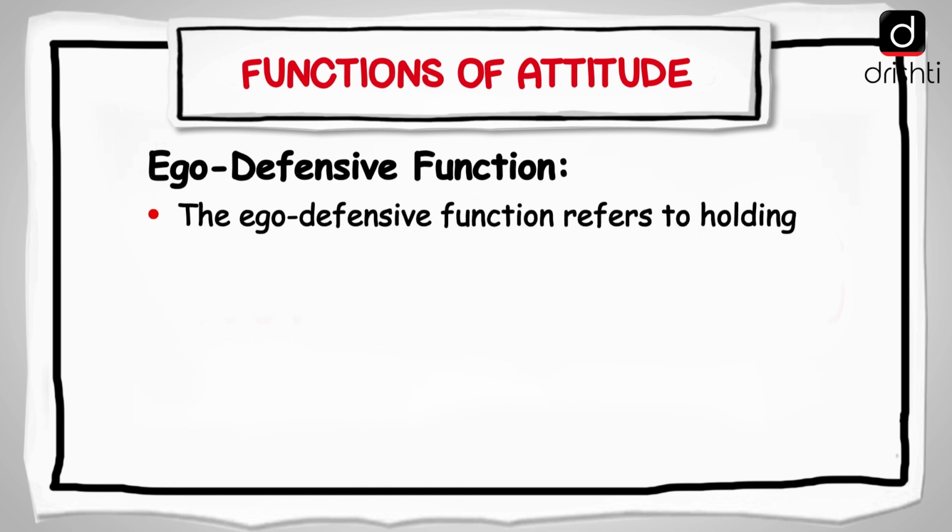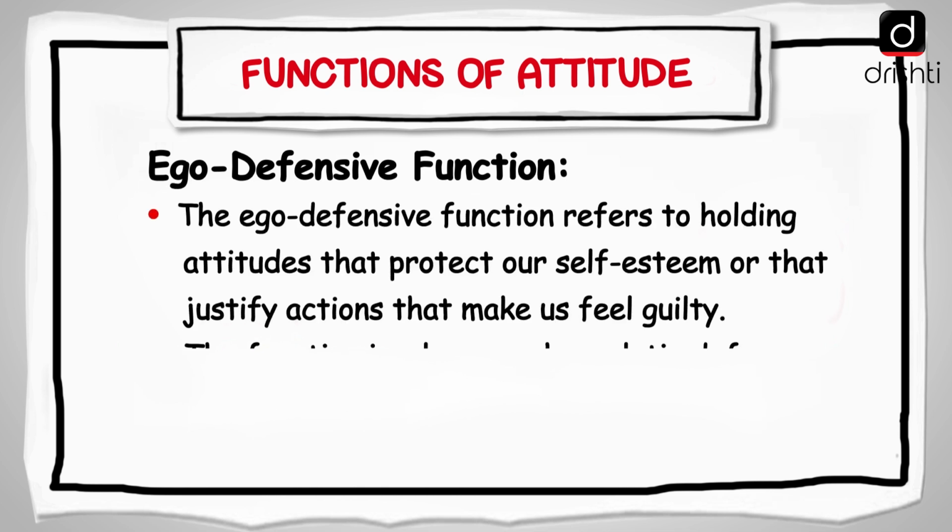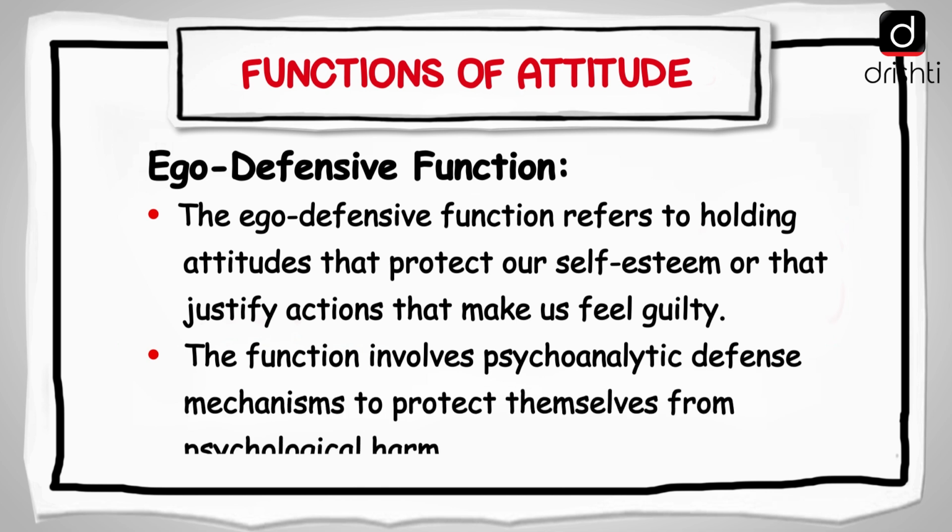Ego defensive function. Ego defensive function refers to holding attitudes that protect our self-esteem or that justify actions that make us feel guilty. The function involves psychoanalytic defense mechanisms to protect themselves from psychological harm. For example, an older manager whose decisions are continually challenged by a younger subordinate may feel that the latter is immature and inexperienced. In truth, the younger subordinate may be right in challenging the decisions, and the older manager is not going to admit this, but will try to protect the ego by blaming the other party.